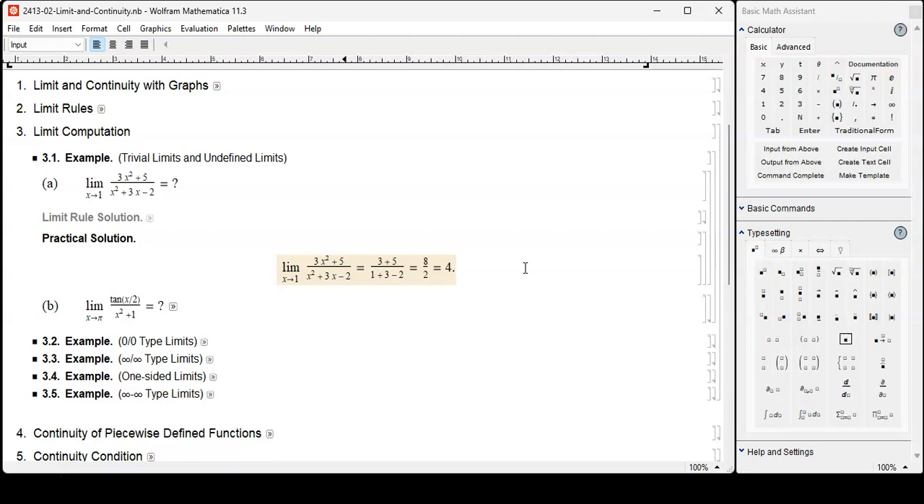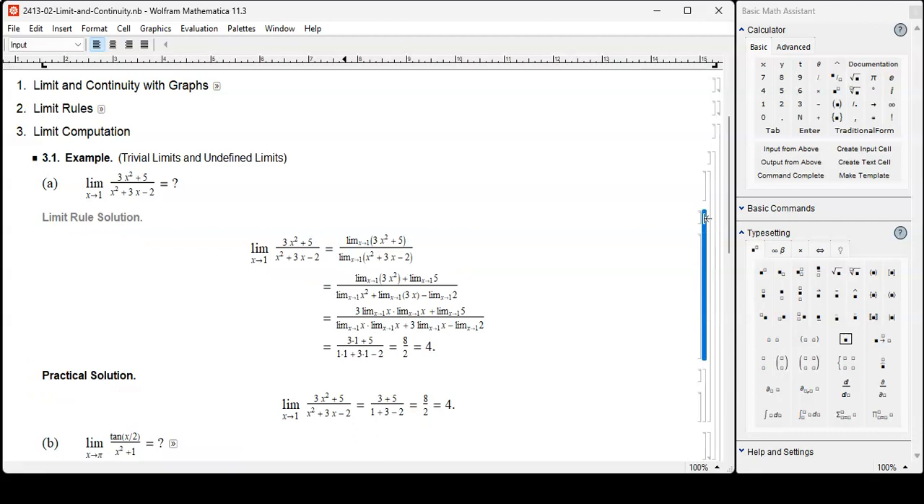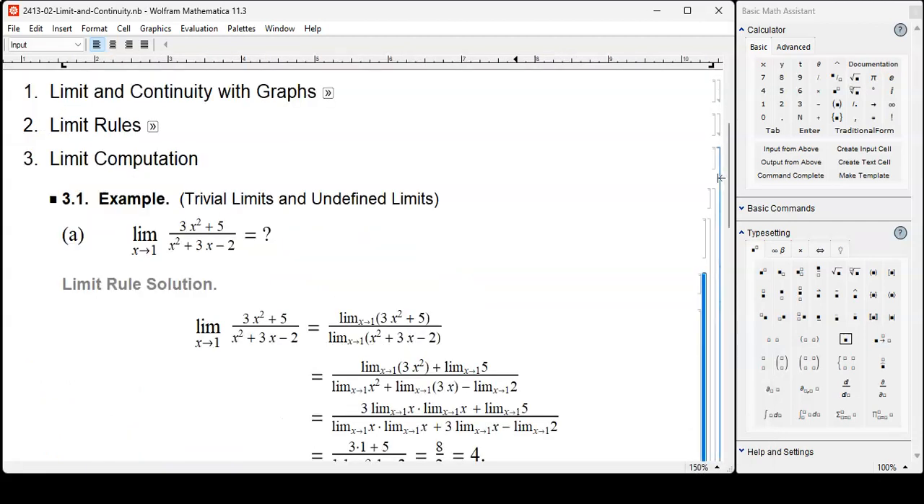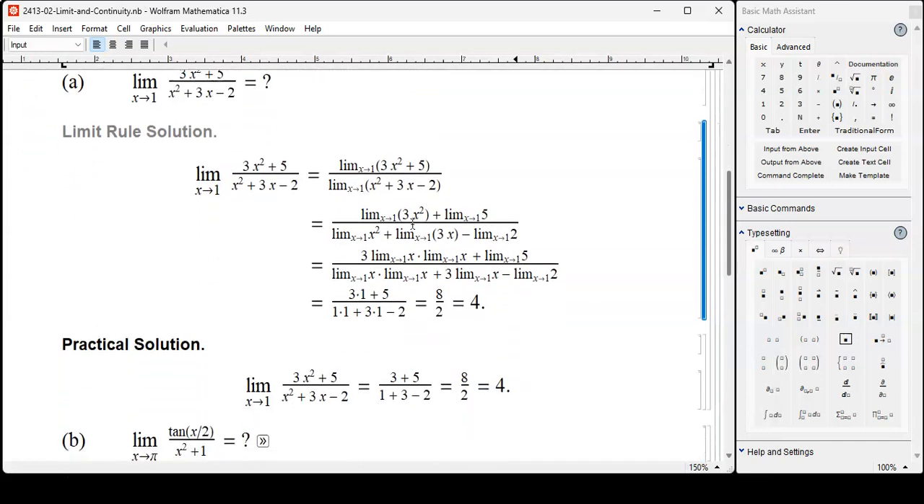Oh, okay, all right. The previous computation I did in limit rule computation, probably I made a sign mistake somewhere. You're supposed to get 8 over 2 equals to 4. Let's see, what's the limit rule solution? Okay, that's the limit rule solution. Let me expand the font so that you can see this.